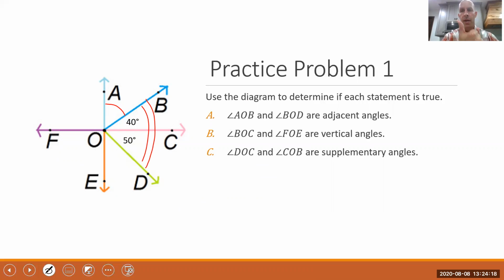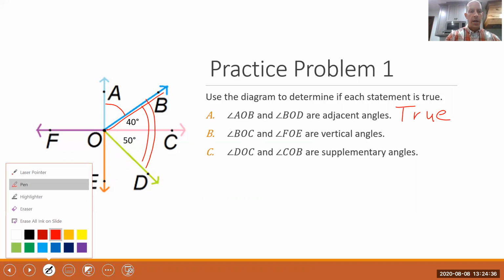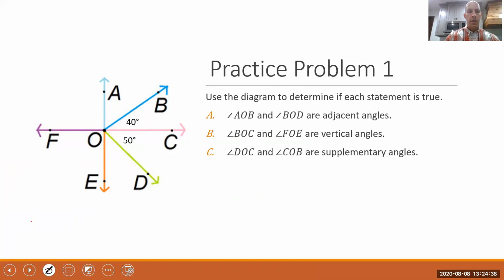Do they have a common side? Yeah, they do. They got this side here. Do they have a common endpoint? They do. And they don't have any points in common in terms of the interior. So I would say this statement is true. Okay, let's look at the next one. I'm going to erase everything on there.